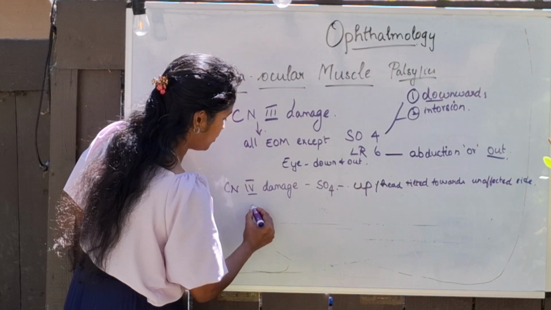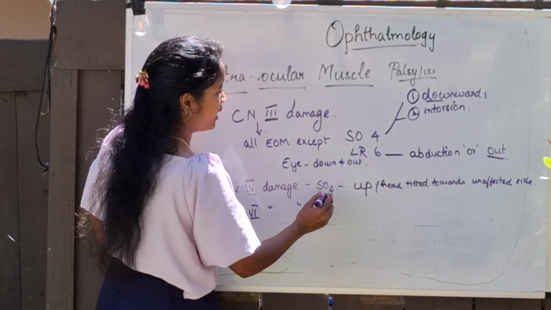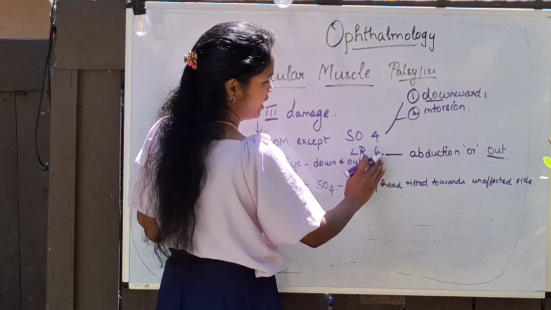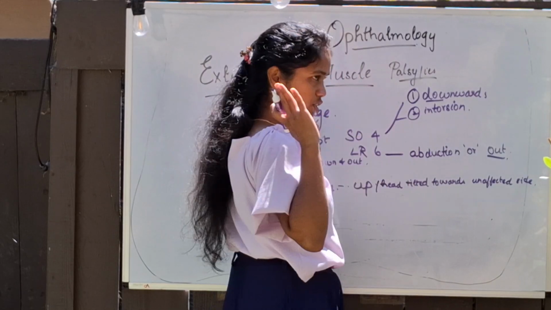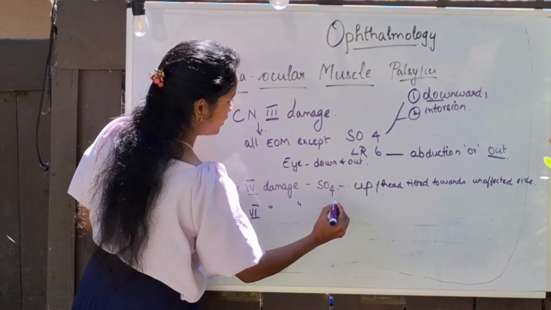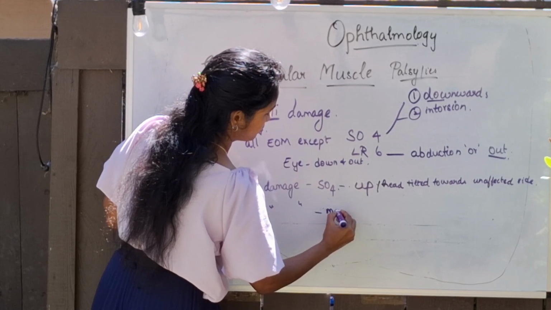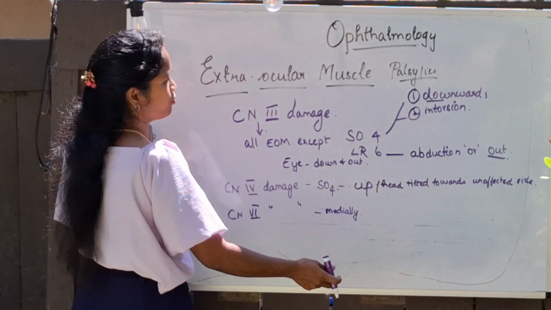What about cranial nerve 6 damage? Cranial nerve 6 supplies the lateral rectus. Its role is abduction, that is out. So, when it is damaged, the eye cannot look out, cannot look laterally, therefore the eyeball will be medially positioned. That will be the position of the eyeball.